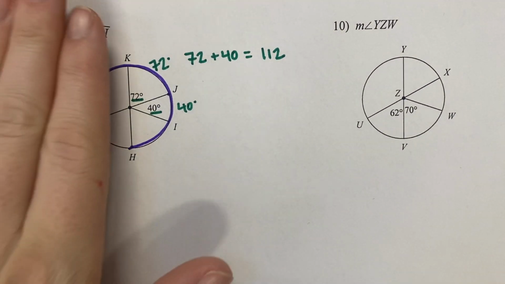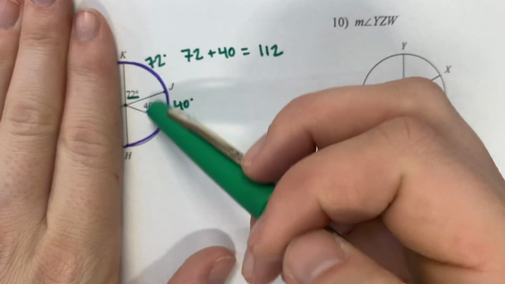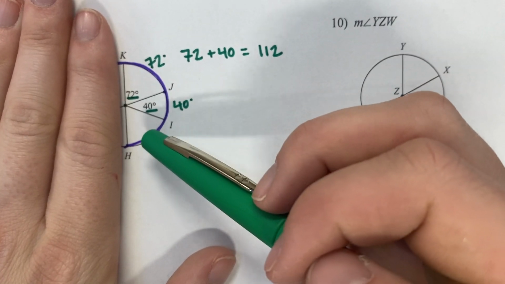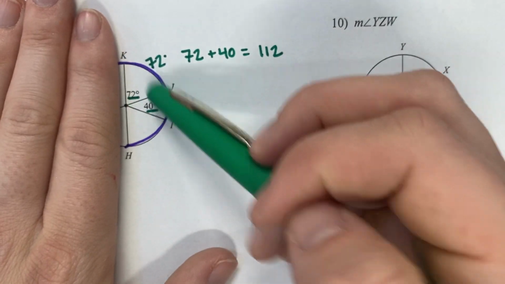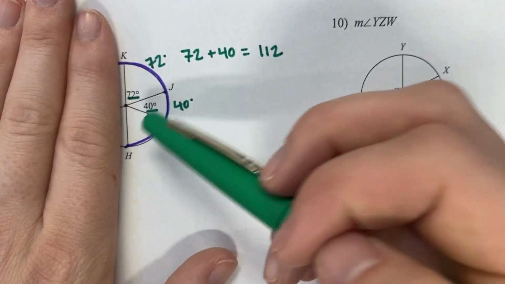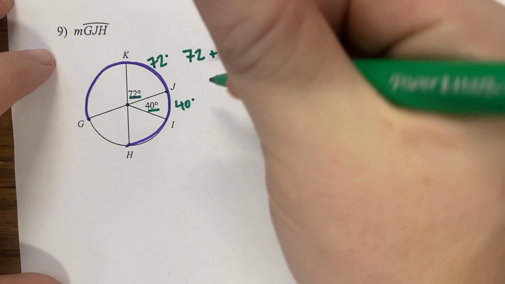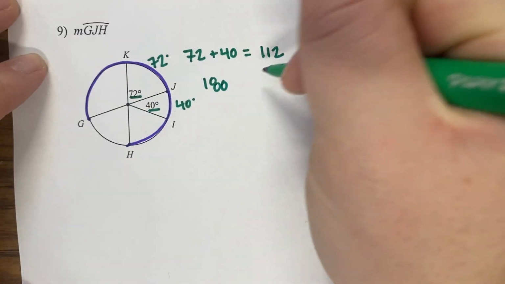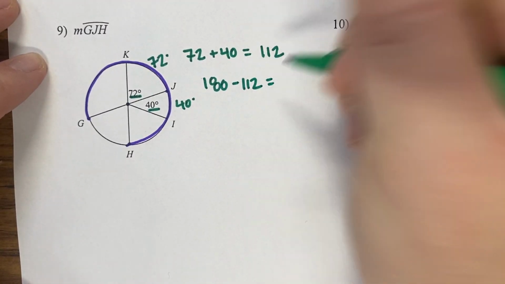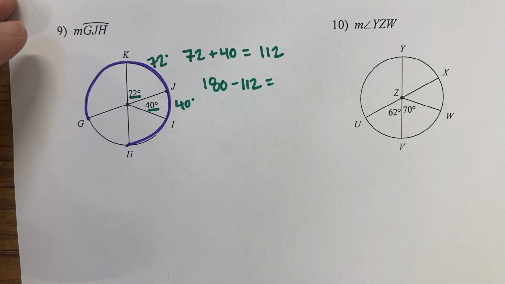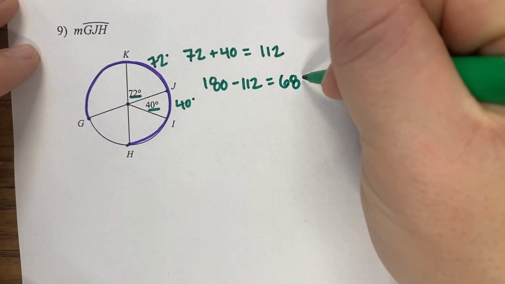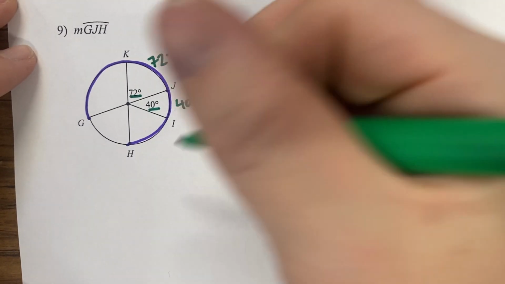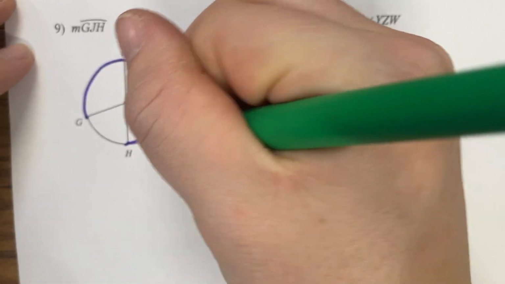Okay, well, if that piece of my half of the pie, circle, whatever you want to think of it, is 112, that would mean I'd have to take 180, take away that piece of 112, and that would give me my third piece. Okay, so I have 180 minus 112. 180 minus 112. And that gives me 68 degrees. Okay, so we know that this guy has to be 68.